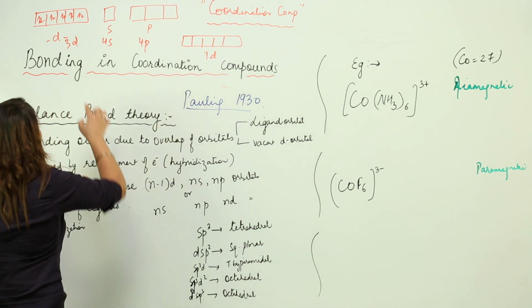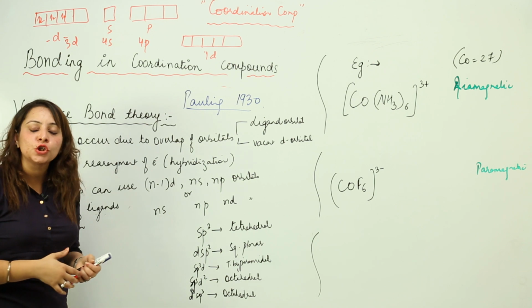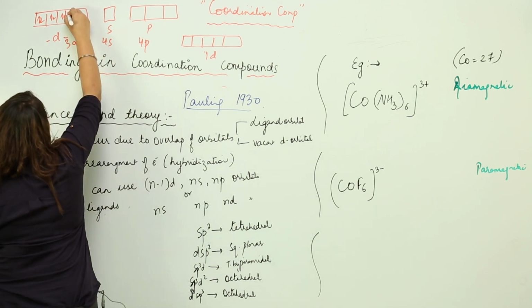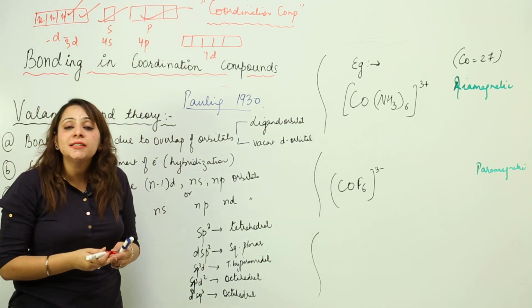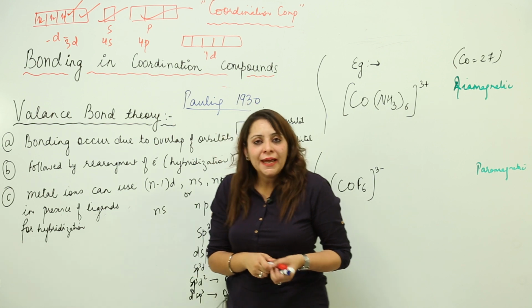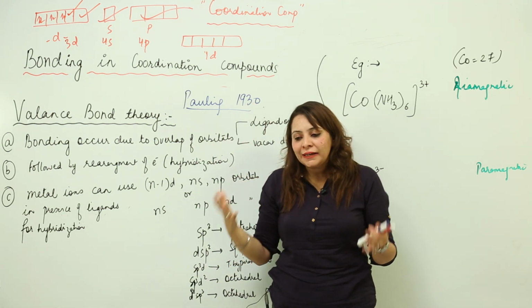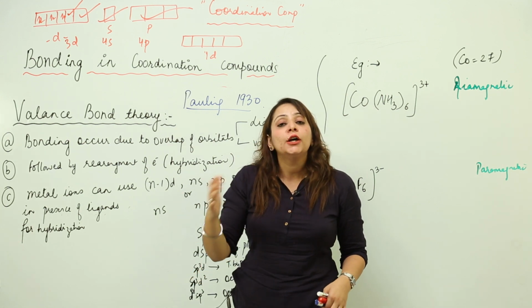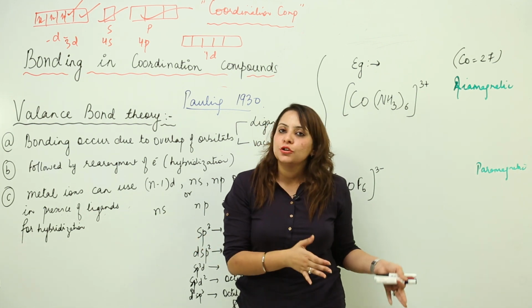But if there are vacant orbitals in the inner one also, then when the ligand approaches, it can make available these inner ones also, this s and this p. So this is going to be the inner orbital complex. Whenever the ligand approaches, it matters what kind of orbital it is making available to the ligand, and according to that we can classify the complex as inner orbital or outer orbital complex.